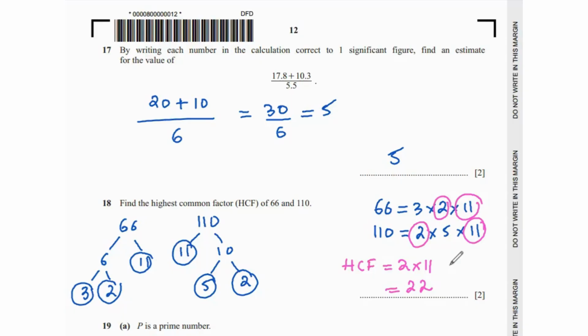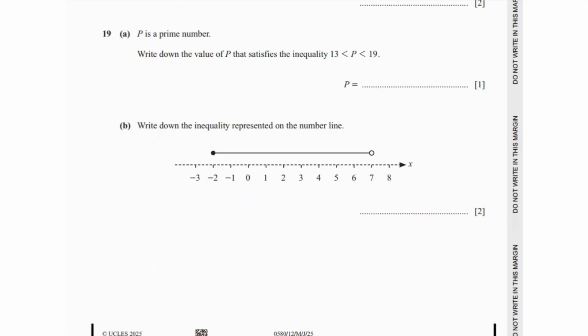You don't write them twice, like you don't write 2 times 2 and 11 times 11. That's incorrect. You write the common number once. So 2 is common, so you write it once. 11 is common, you write it once. In case there were another 2 over here, another 2 over here, then you will write two 2's because there are two 2's common now, not one 2. So that's how you find the highest common factor. You can use the factor tree, or you can even list down the factors like this and then highlight the common ones.